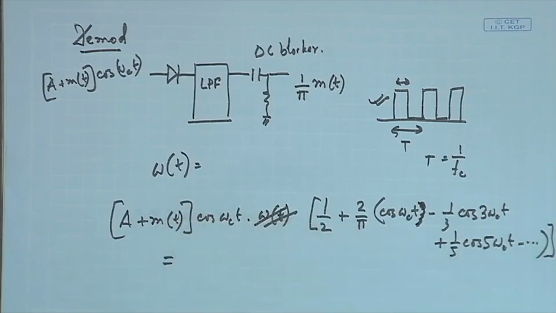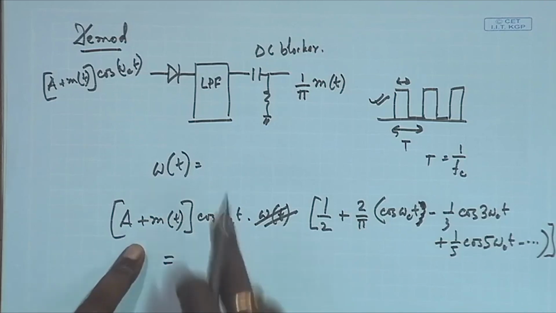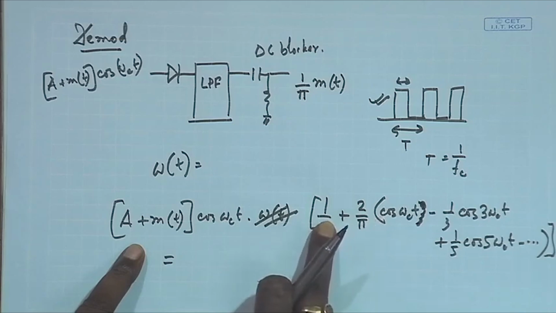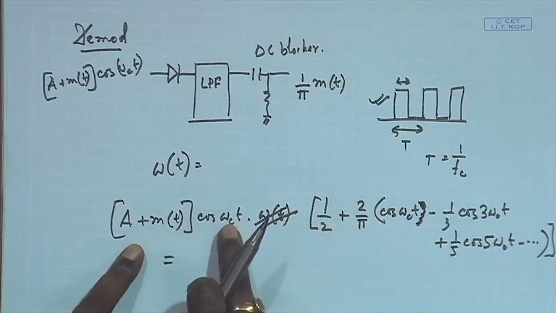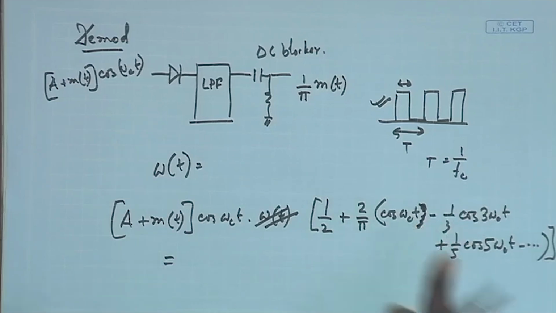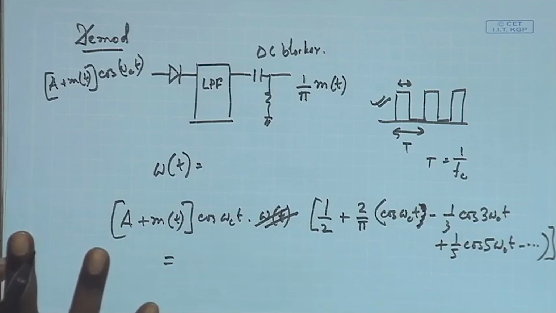Now, just do the multiplication. What I will get is A plus mt into cos omega ct into this one, that is the first term. The second term will have A plus mt cos omega ct into 2 pi into this cos omega ct. That will give me one baseband part and the other higher frequency part, and all other multiplication terms will be either at omega ct or some higher harmonics of omega ct.